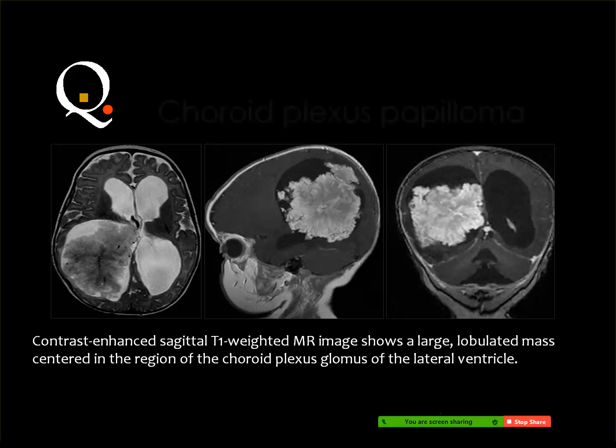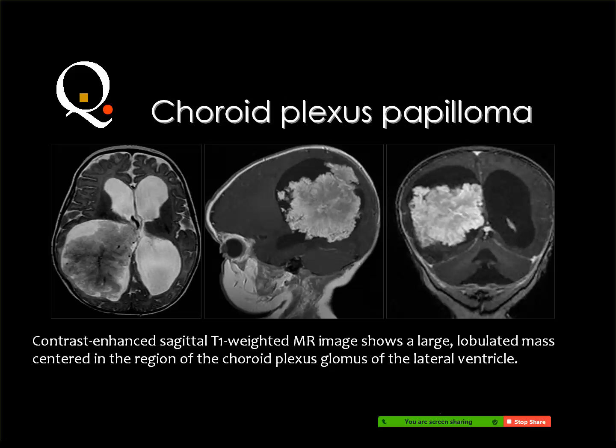Papilloma. Yes, and this is the classic appearance of choroid plexus papilloma. Absolutely intraventricular, with strawberry margin and significant contrast enhancement.